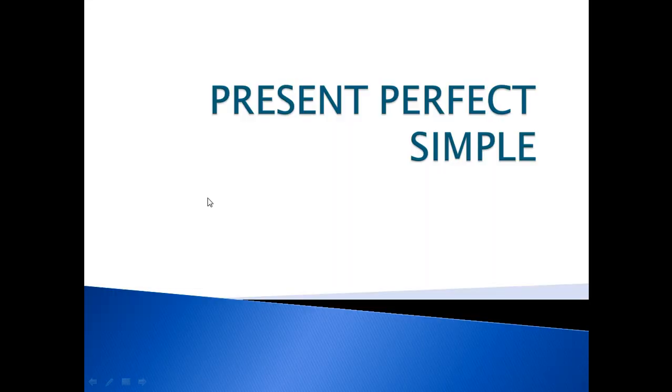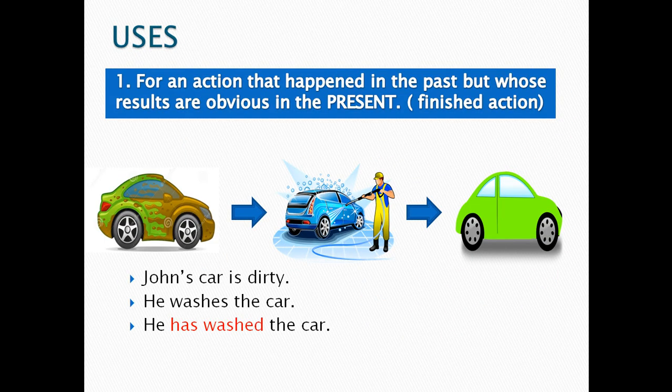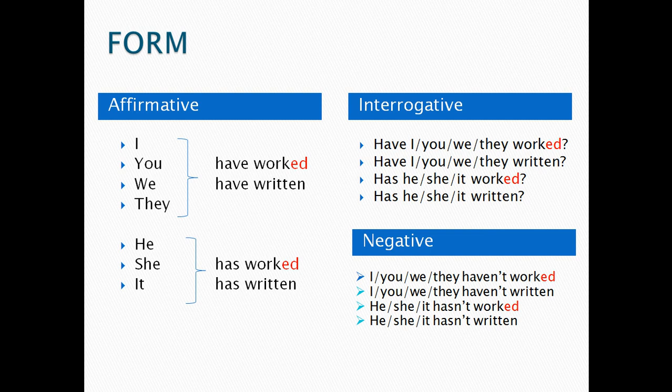Hi everyone. Today's lecture talks about present perfect simple. Let's start with the form and then move to the uses. By form I mean the rules or the structure of present perfect simple. As you can see, we have affirmative, interrogative and negative. The rule is we have or has plus past participle.